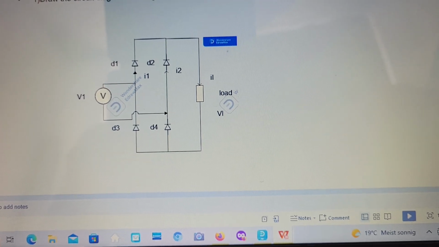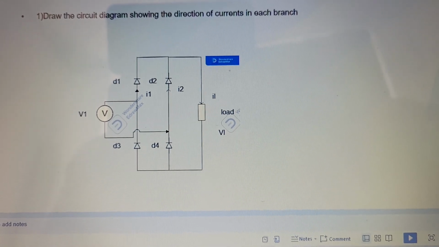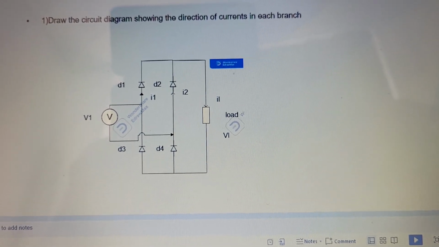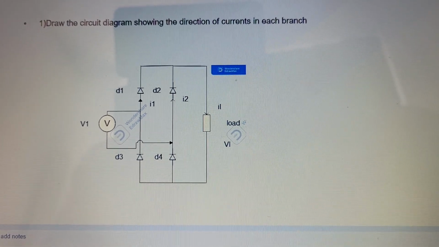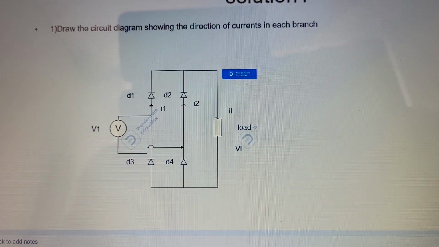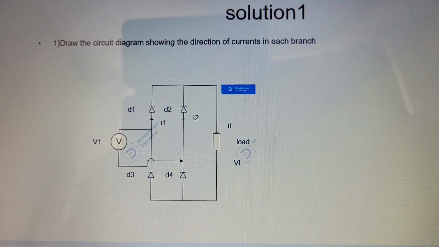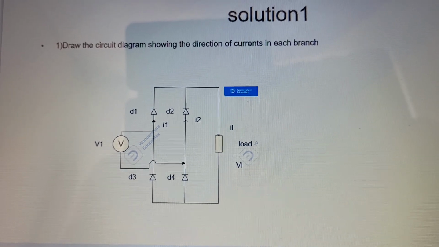I would like to give a little bit of further explanation on the conduction, the principle of operation, and how it functions. Normally, our supply network, the sinusoidal waveform that we are going to be using, has the positive half cycle and the negative half cycle.